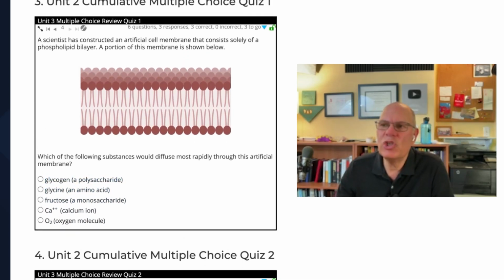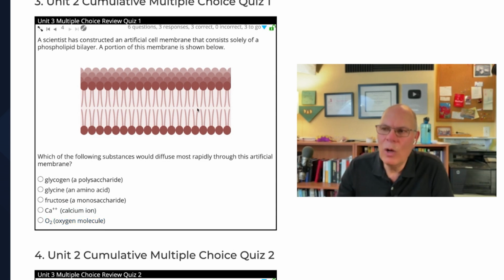A scientist has constructed an artificial cell membrane that consists solely of a phospholipid bilayer. A portion of this membrane is shown below. For those of you who are listening, all that we're seeing is a phospholipid bilayer. Which of the following substances would diffuse most rapidly through this artificial membrane? First choice, A, glycogen, a polysaccharide. Second choice, glycine, an amino acid. Third choice, fructose, a monosaccharide. Fourth choice, calcium ions. And fifth choice, oxygen. So let's go. A is glycogen, B is glycine, C is fructose, D is calcium, and E is oxygen.